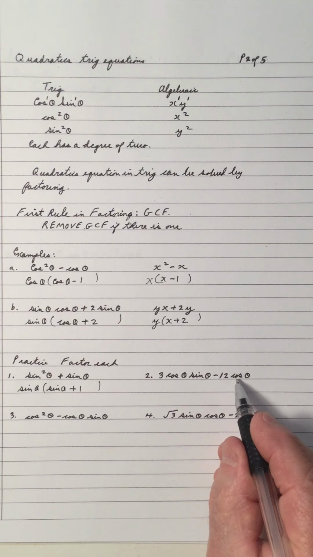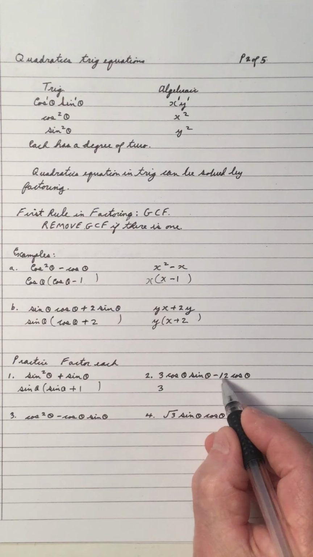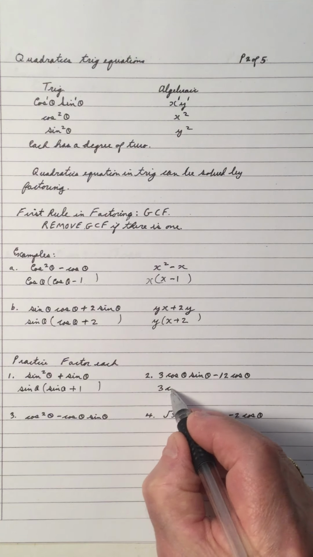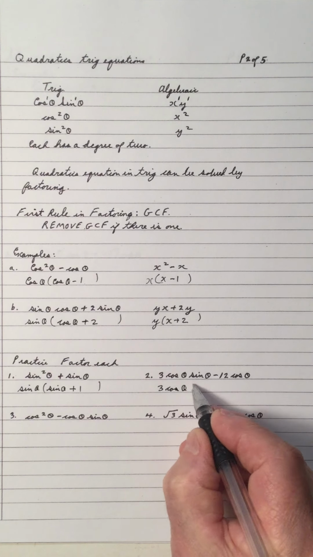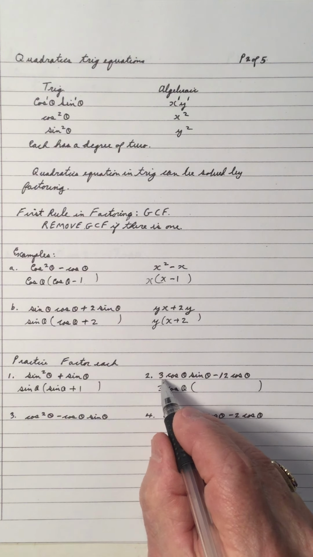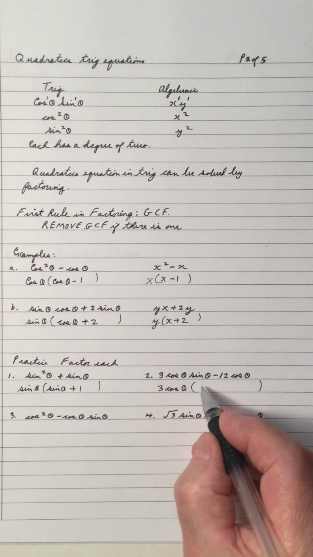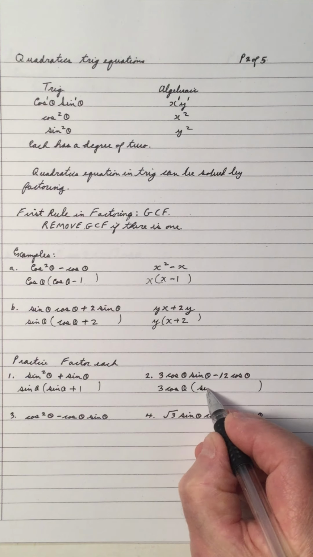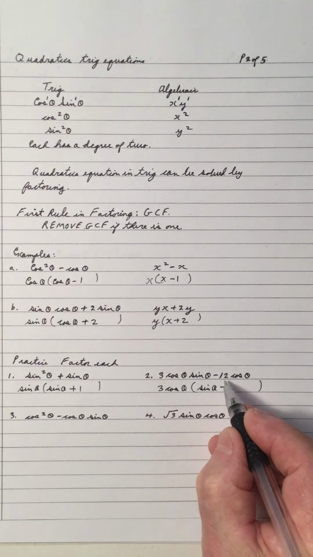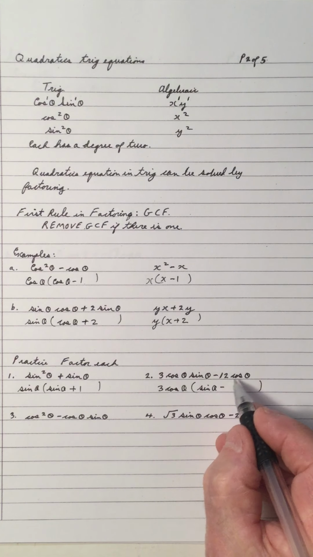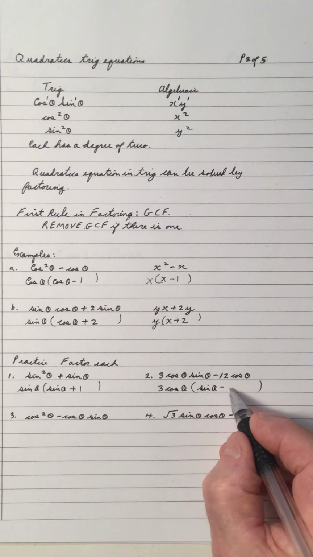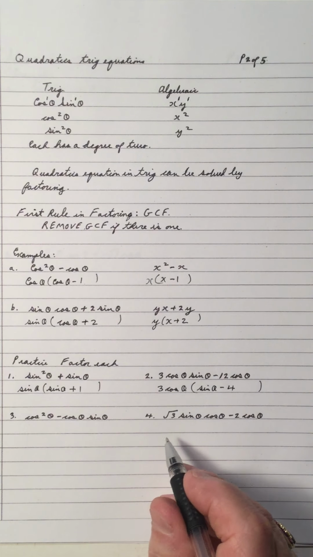In these two expressions, I see a 3, that's common, and I see a cos theta. So I take that factor out. So 3 cos theta sine theta divided by 3 cos theta gives me a sine theta. 12 divided by 3 is 4. Cos divided by cos is 1, so I get just 4.